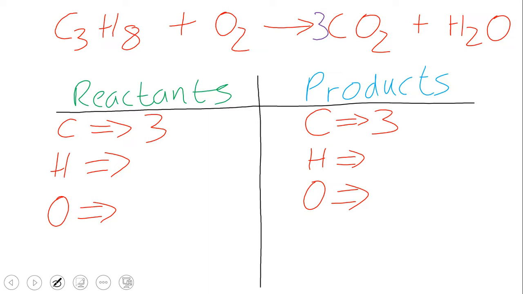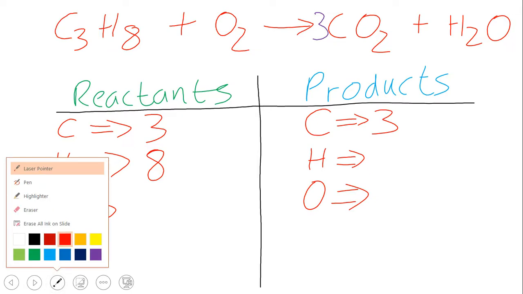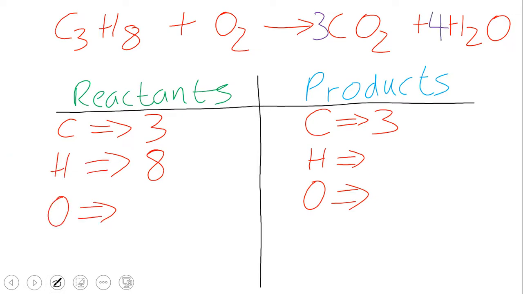Now, the next element that we're going to move to is hydrogen. Notice that we have 8 for hydrogen here. But on this side, we only have 2. So we need to fix that. What times 2 is going to give us 8? Well, that's 4, so we're going to put 4 here, because 4 times 2 is definitely 8. So we're good so far.